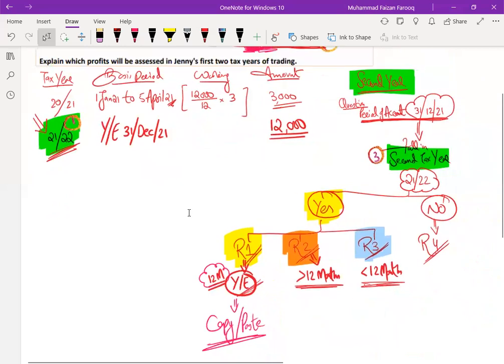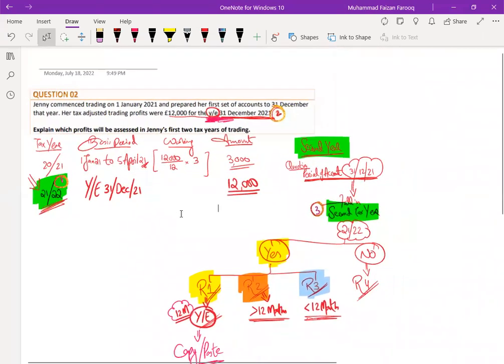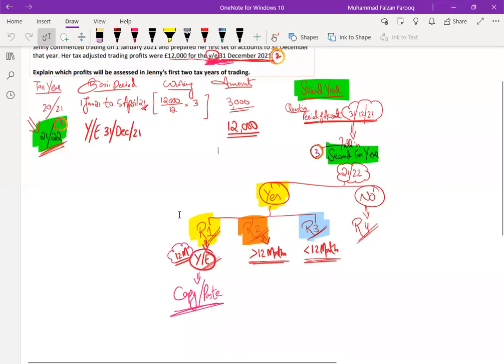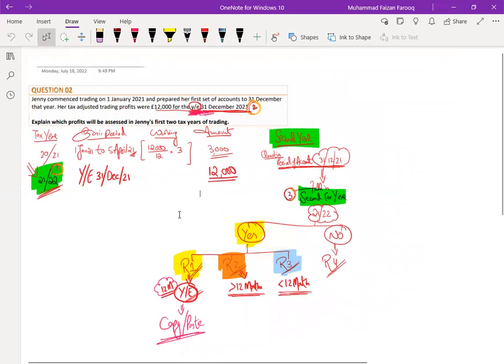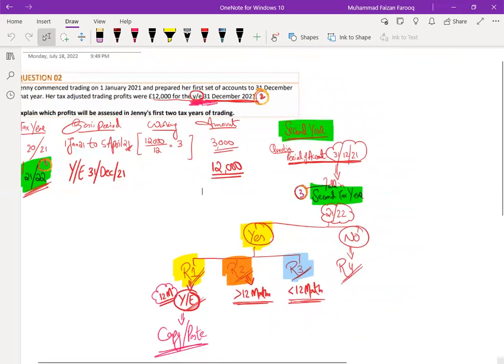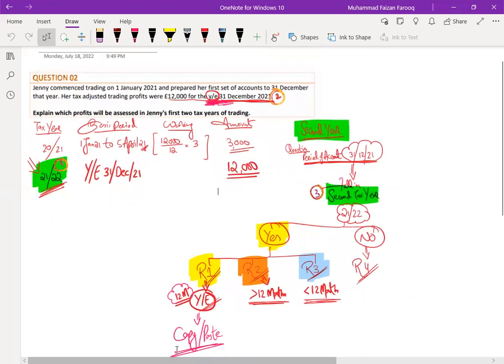Copy-paste means whatever is given to you in the question, you are going to copy it and paste it in your basis period solution. What is given in your question, the same year end with the same amount, is going to be copied and pasted in the basis period. Again, second year rule: we are going to check that the year end given is in the second tax year, which is 31st December 21.